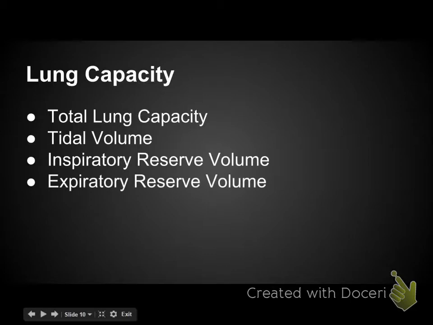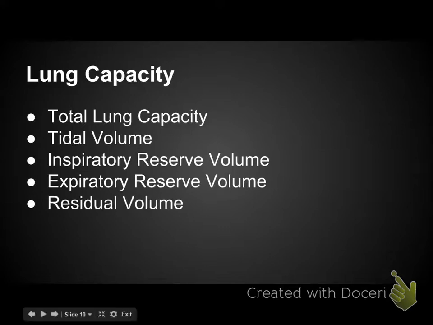Expiratory reserve volume is the opposite. So now you're going to breathe out normally, and then you're going to try to force as much air out of your lungs. That would be the additional volume that you can push out of your lungs, above and beyond your normal exhalation of air.